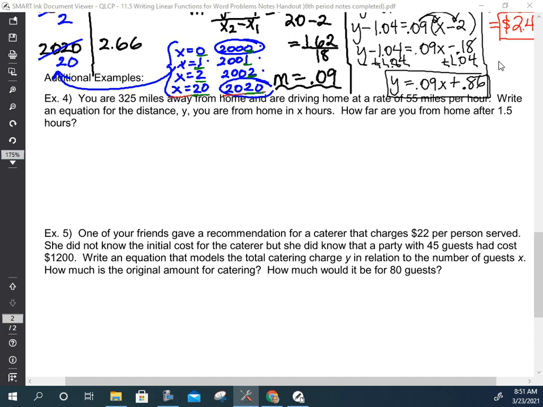So again, first rule of the business is to read the problem. Now that we've read the problem, we annotate and we go through the problem. So you are starting 325 miles away. And you're driving home at a rate of 55 miles per hour. So 55 miles per hour, that is a rate of change.